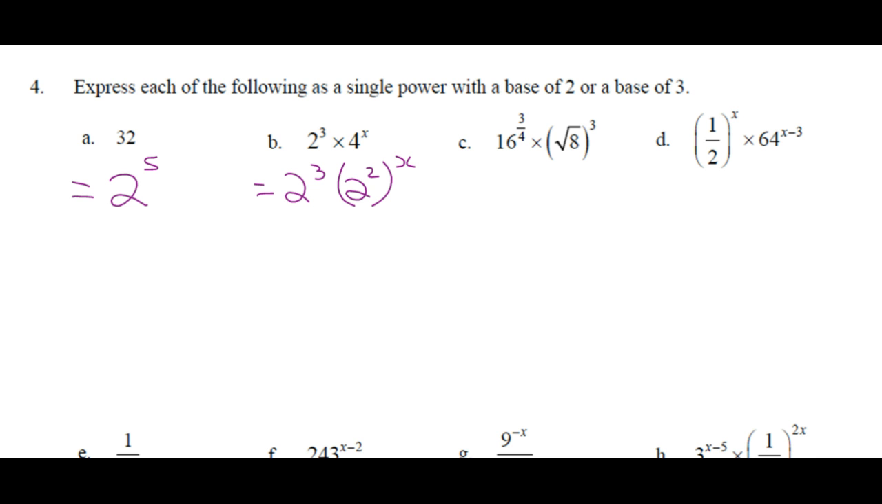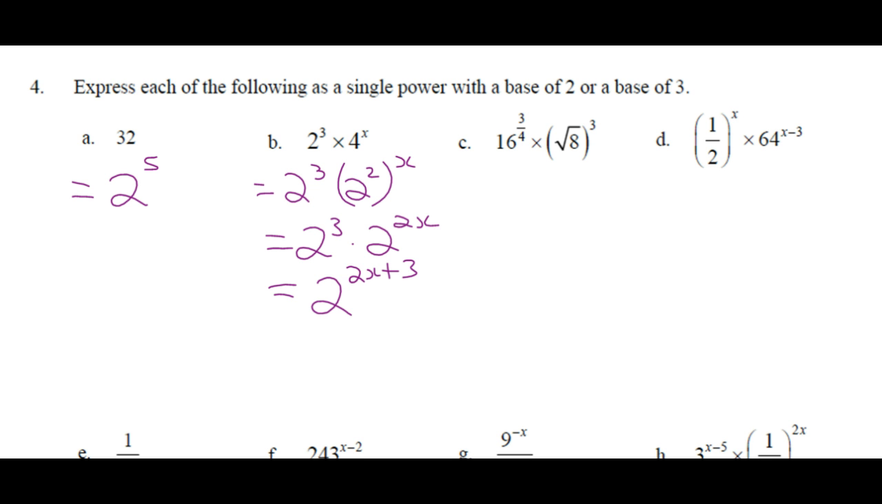It's 2 squared to the x. What's 2 squared to the x? 2 to the 2x. What's 2 cubed times 2 to the 2x? 2 to the 2x plus 3. Okay? So you're just using the laws.